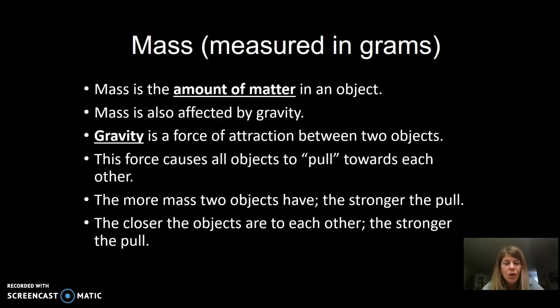You guys have heard the word gravity before. It is a force of attraction between two objects. The force causes all objects to pull towards each other. The more mass two objects have, the stronger the pull. The closer the objects are to each other, the stronger the pull.